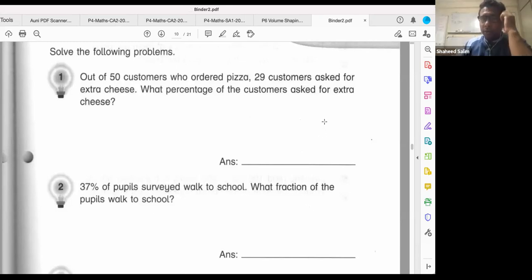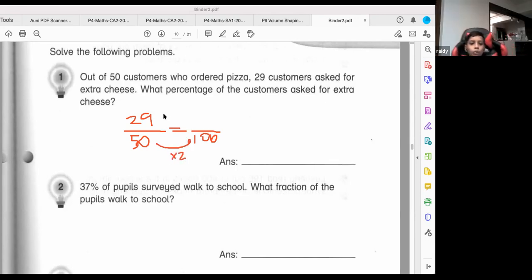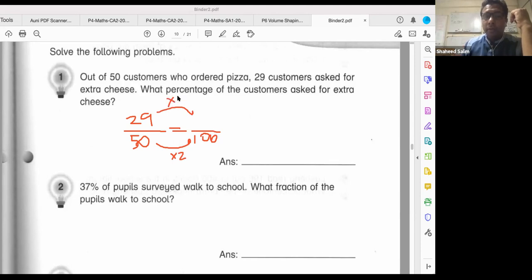Number one, I think Putri also, you have to check carefully. Altogether, there are 50 customers. 29 customers ask for extra cheese. So what percentage of customers ask for extra cheese? Come on, you can do this. This is very basic. It's 29 out of what? Out of 50. Okay, this is those who ask for extra cheese. This is the total. You must change it to 100. No one got this correct, you know. I am so surprised. Yeah, Putri. So you times by 2. You times by 2. Right? Okay, 58 then. Then it becomes 58%.